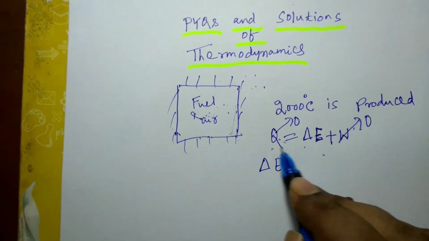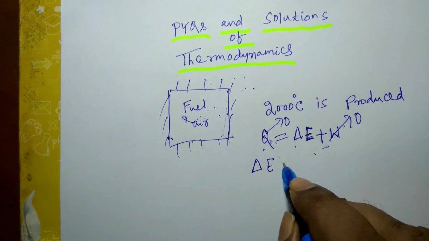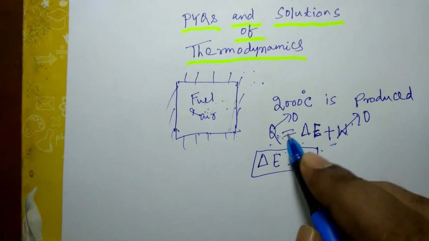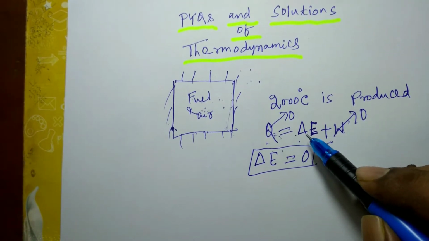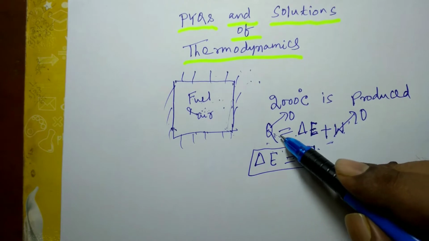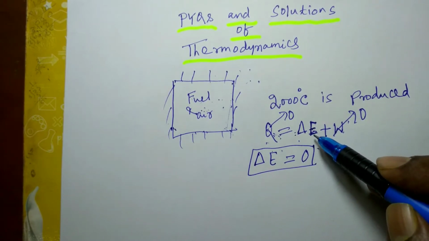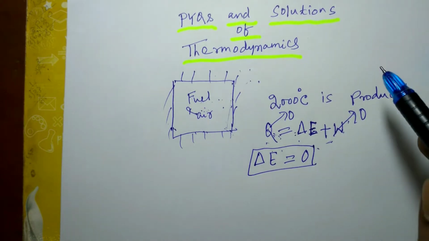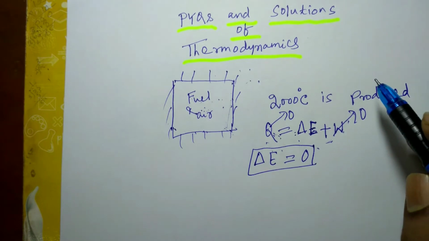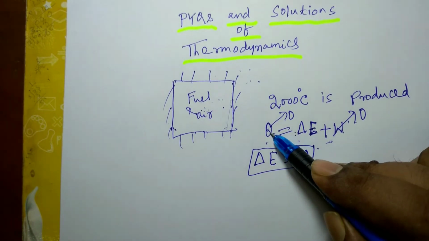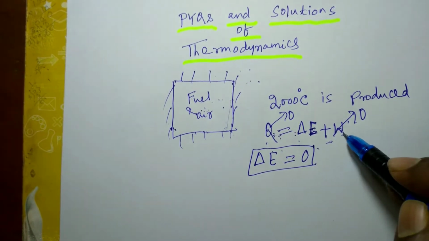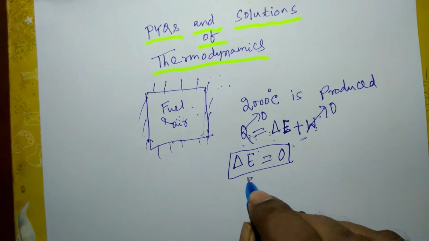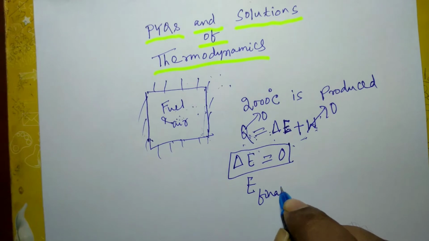Now if these terms are 0, delta E is going to be 0. This is our equation, the first law equation for a closed system undergoing any process. Q is equal to delta E plus W. Delta E means change in total energy of the system, which contains three terms: kinetic energy, potential energy, and molecular internal energy. And if Q and W are 0, then delta E is obviously 0. So delta E is equal to 0 means E final is equal to E initial.